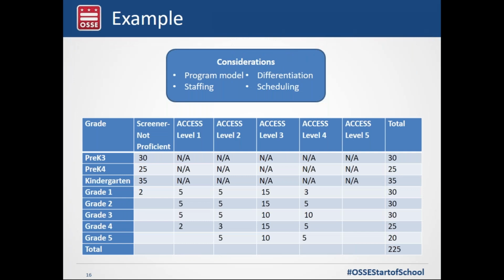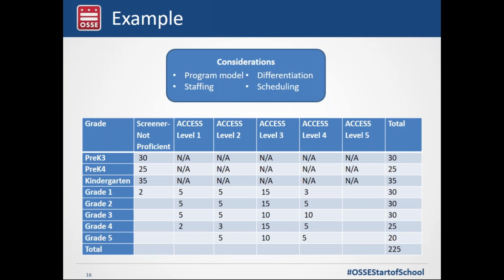This is an example with made-up numbers in it, but you will be able to extract the number of English learners by grade and proficiency level, and you can turn it into a simple chart like this to help gain a better sense of your students' current proficiency and how you might plan for supports and scheduling.